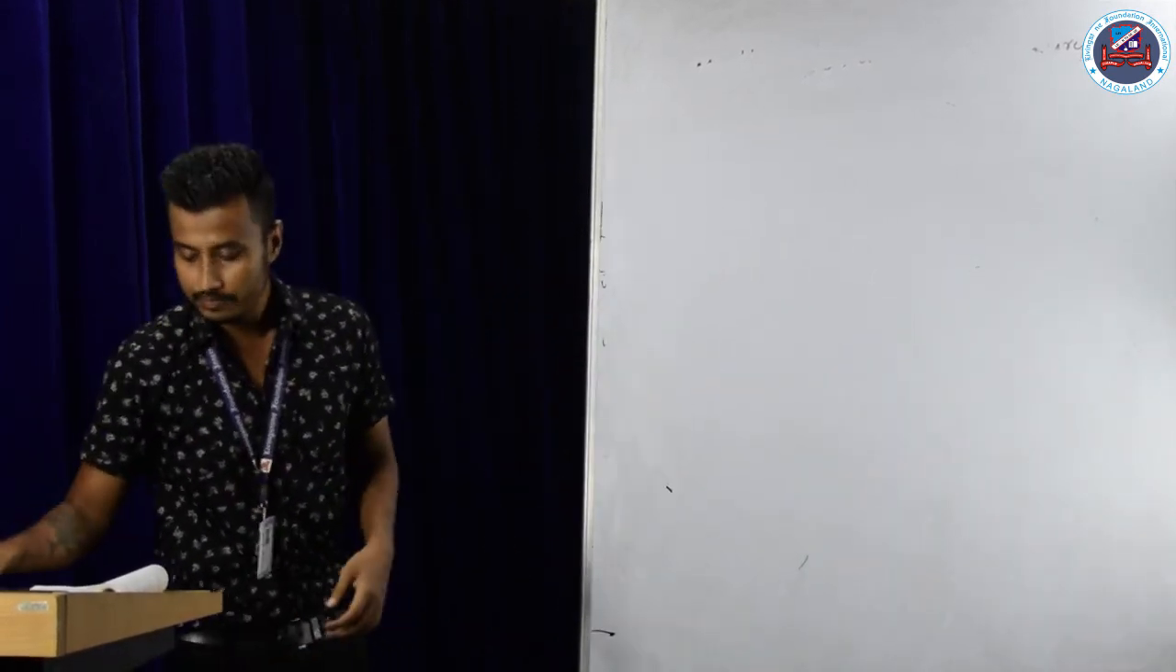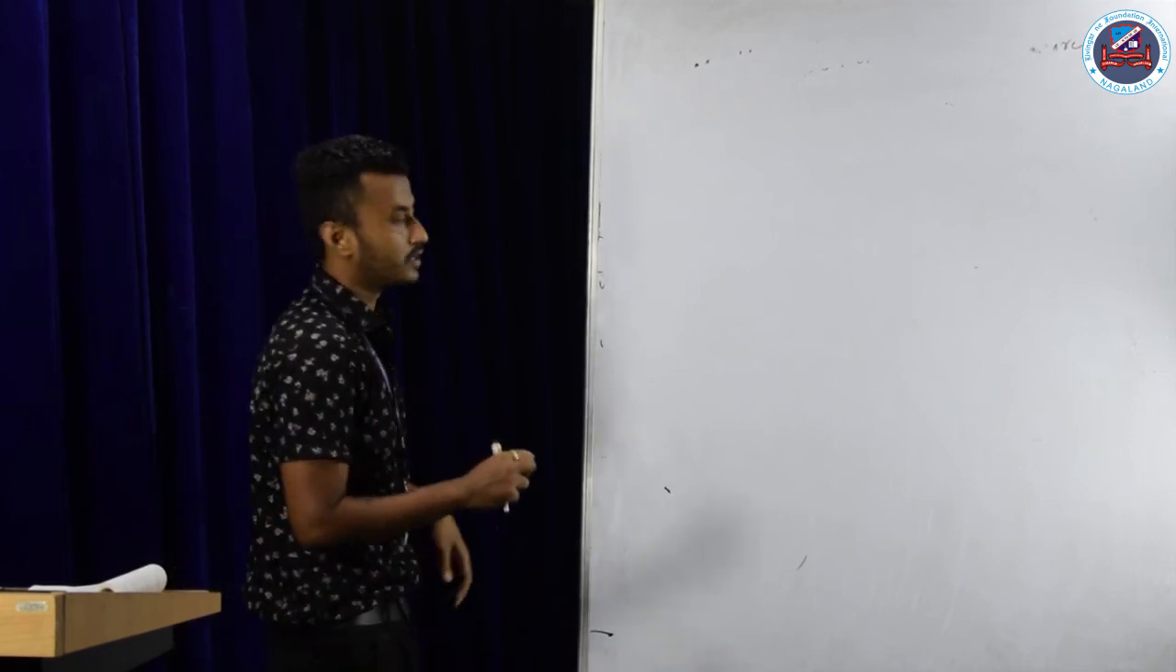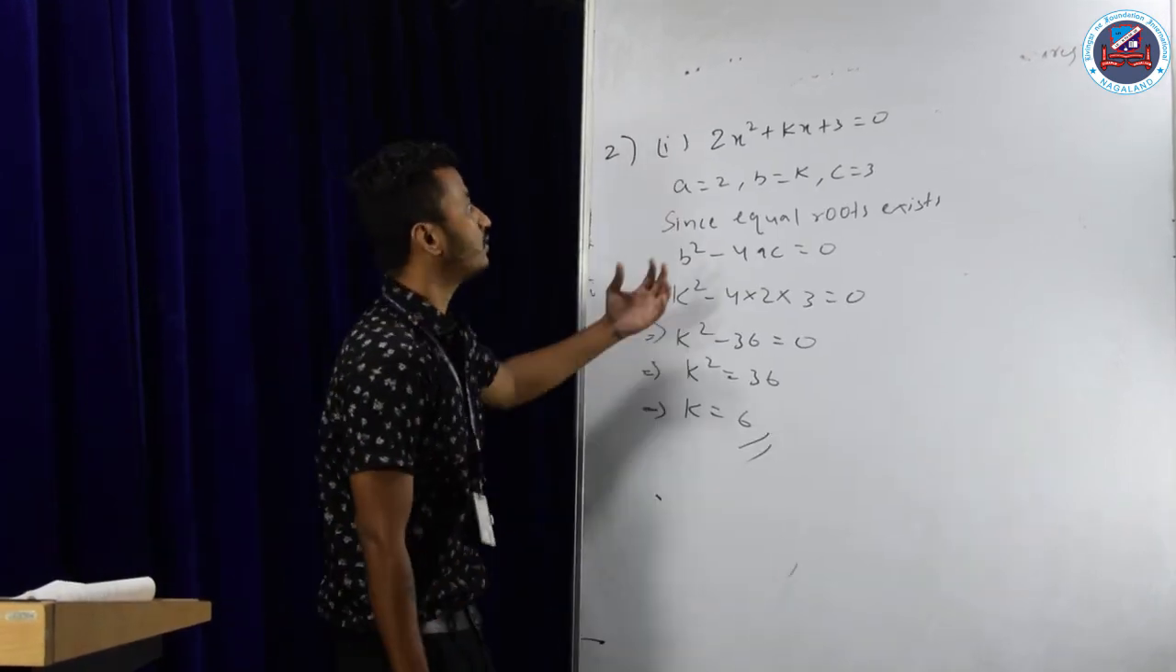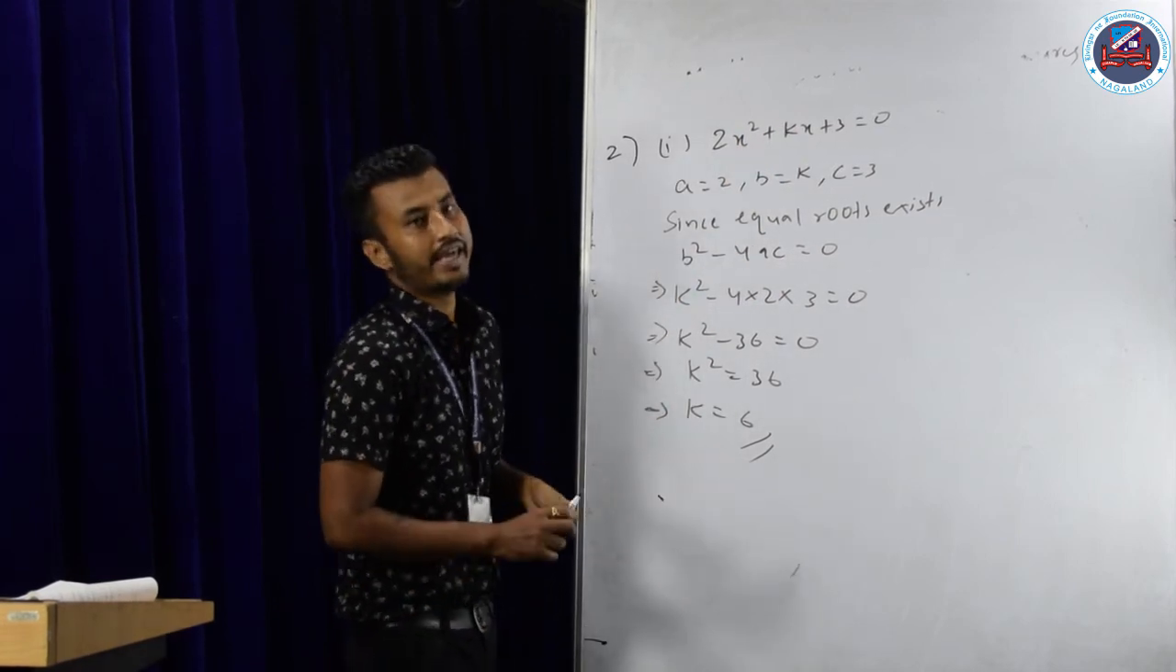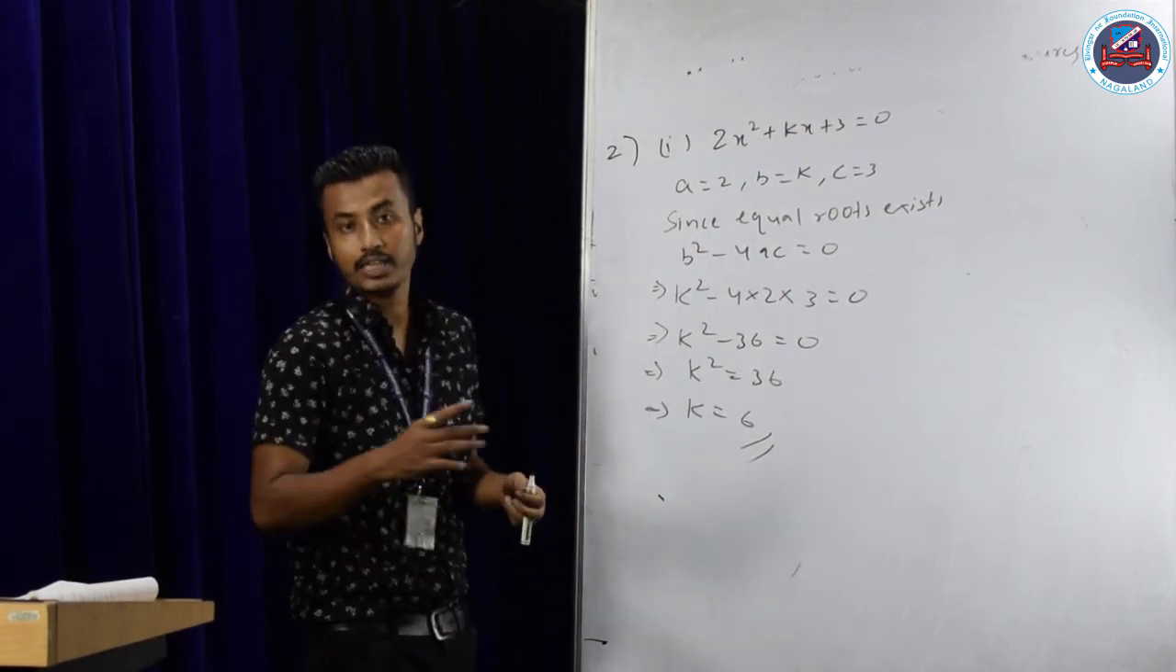Question number 2 part 1. 2x square plus kx plus 3 equals 0. You have to find the value of k if the roots are equal. It's given in the question guys.